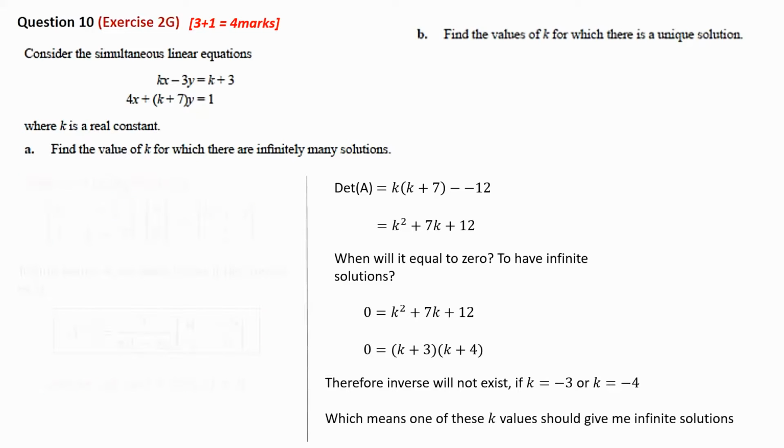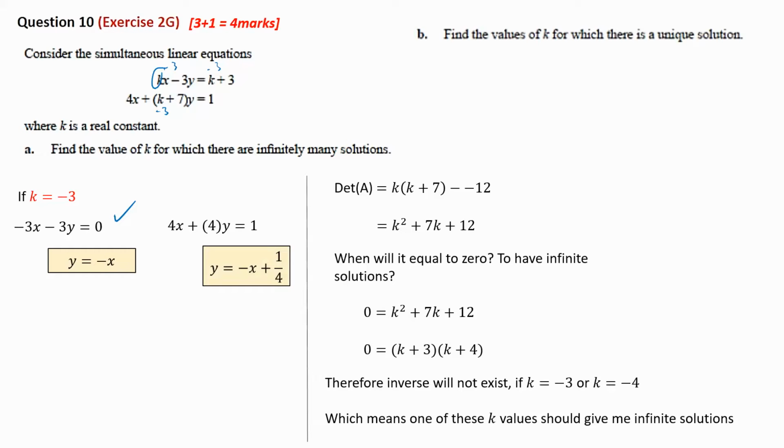So same thing here. Which one will give me the infinite solutions? Let's try k equals negative 3. If k equals negative 3, I'm going to sub negative 3 back into both of these linear equations, and I get this. Looking at those 2 equations, I've got y equals negative x because I rearranged it, and for the second one I've got y equals negative x plus 1/4. What does that tell me? When k equals negative 3, what situation do I have here?